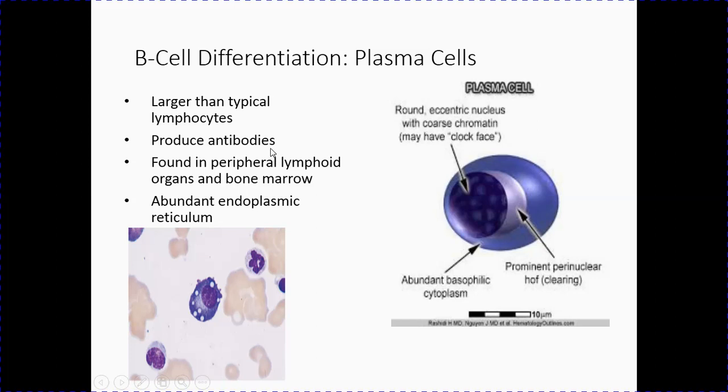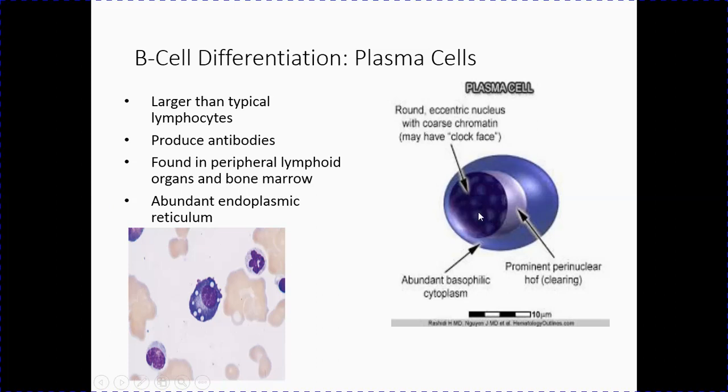Plasma cells produce antibodies. They're found in peripheral lymphoid organs. They also can be found in the bone marrow. We see them in high numbers in a number of different diseases, as well as in response to an antigen or pathogen. And we'll talk about those a little bit through the semester, and you'll spend a lot of time on them in hematology. And the cytoplasm contains a high degree of endoplasmic reticulum.